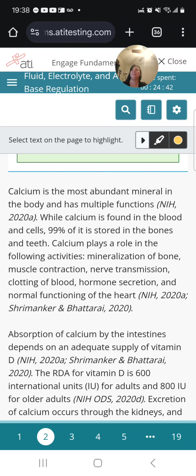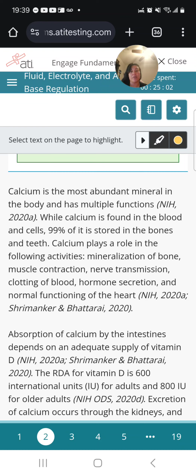Let's go through that again. Calcium plays a role in the following activities: mineralization of the bone, muscle contraction, nerve transmission, clotting of blood, hormone secretion, and normal function of the heart.